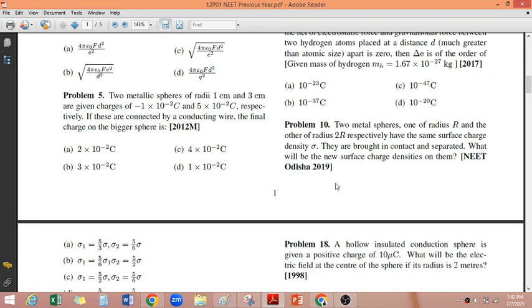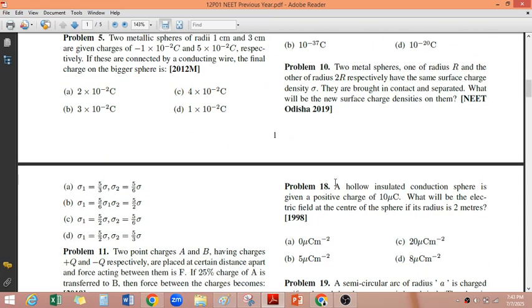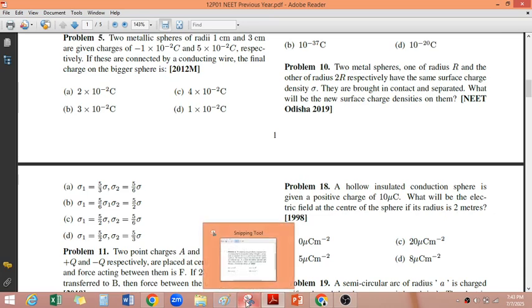Problem 9, I think we did. Problem 10, I told you it's a little bit lengthier, so we can do it today.